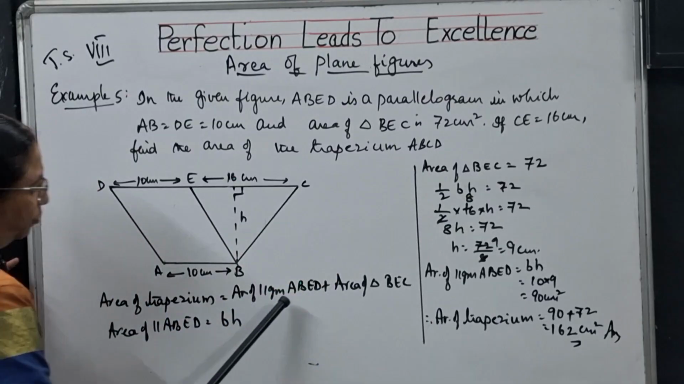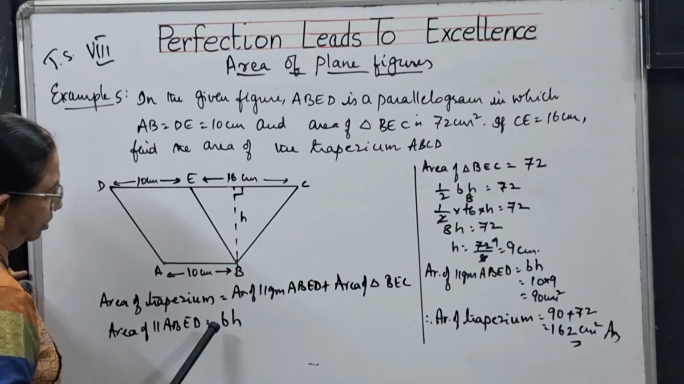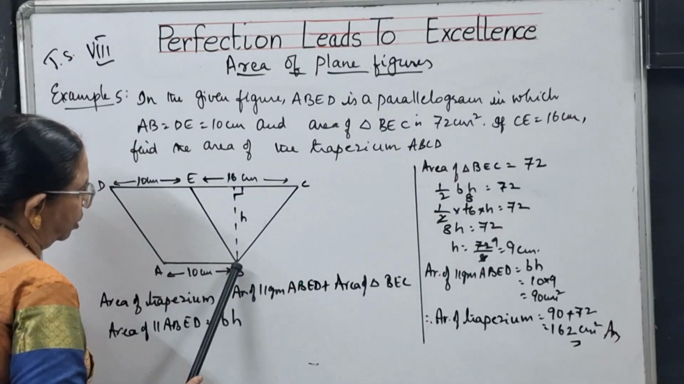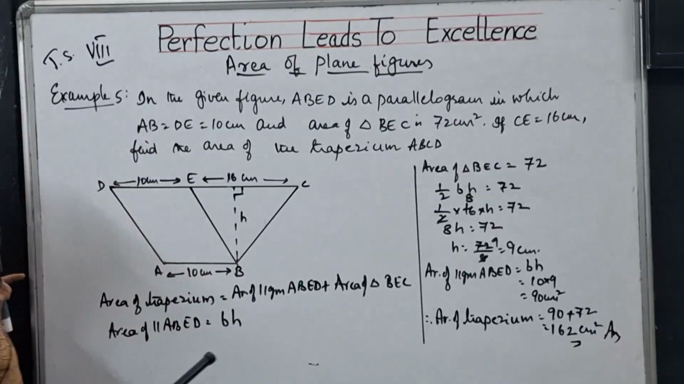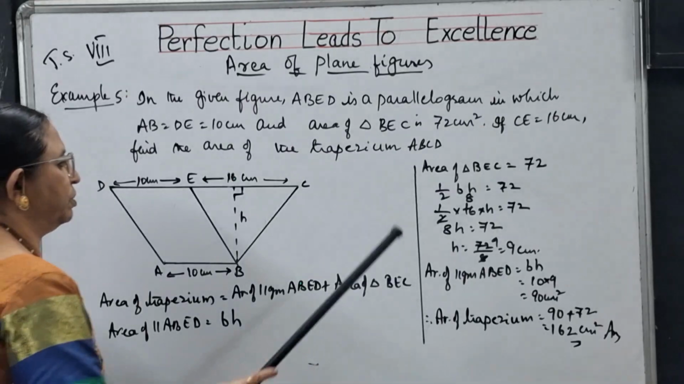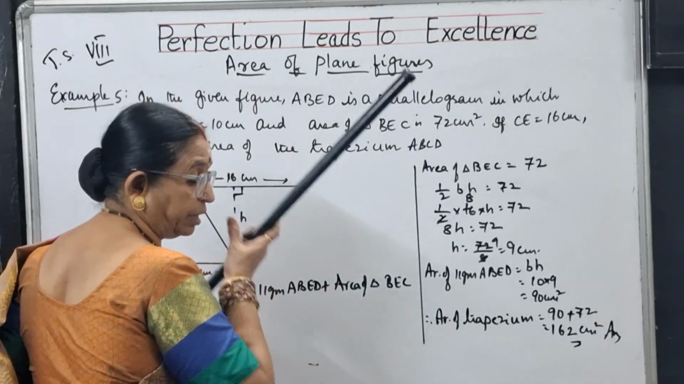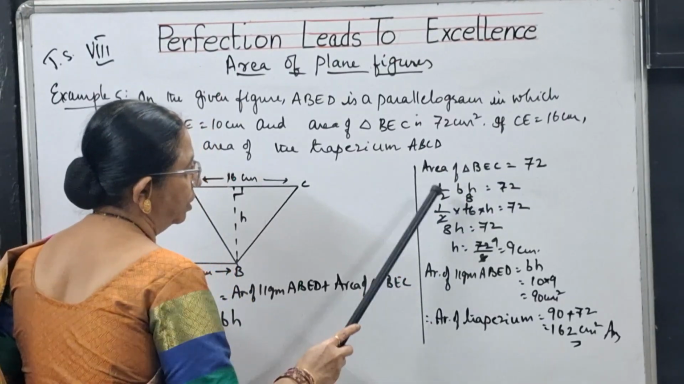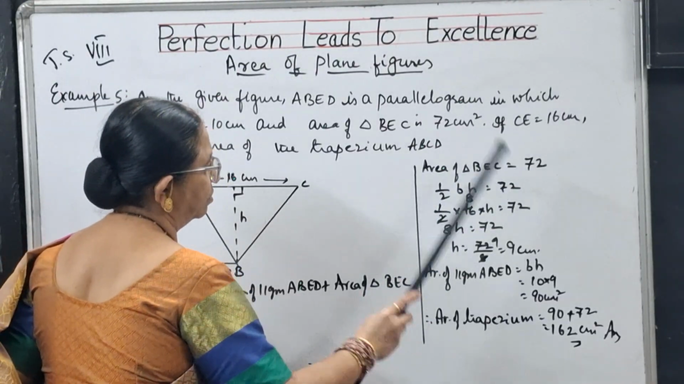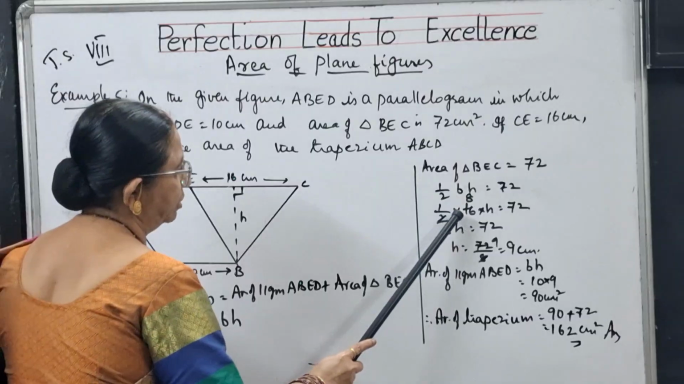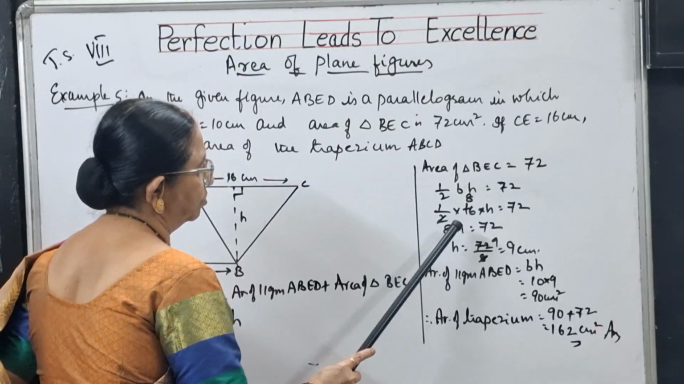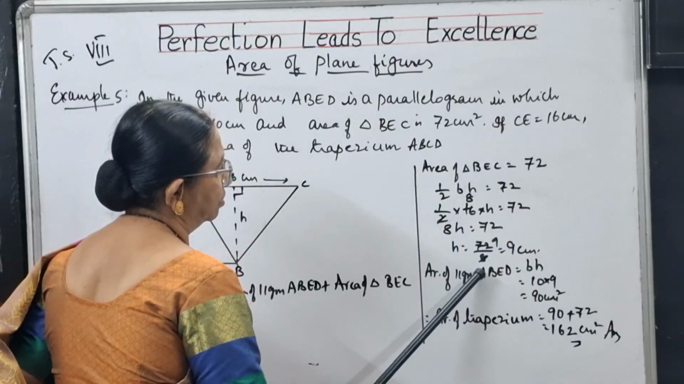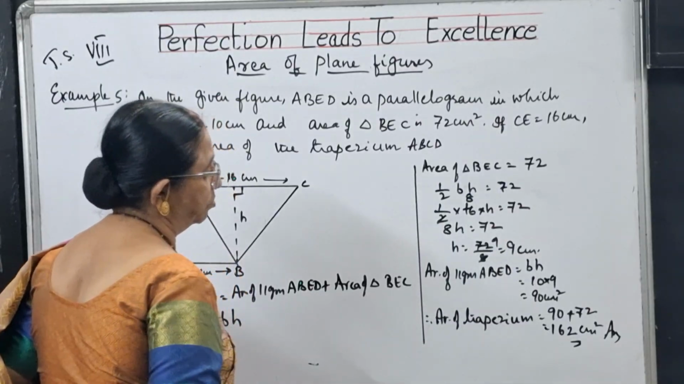But to find out area of parallelogram ABED, the formula is base into height. Base 10 you have got, height you don't know. But you can determine height by using the triangle area which is given to us. Area of triangle BEC is 72. So half into base into height is 72. So 1 by 2 into 16 into h is 72. 2 ones are 2, 8 twos are 16. 8h is 72. h is equal to 72 by 8, that is 9 centimeters.